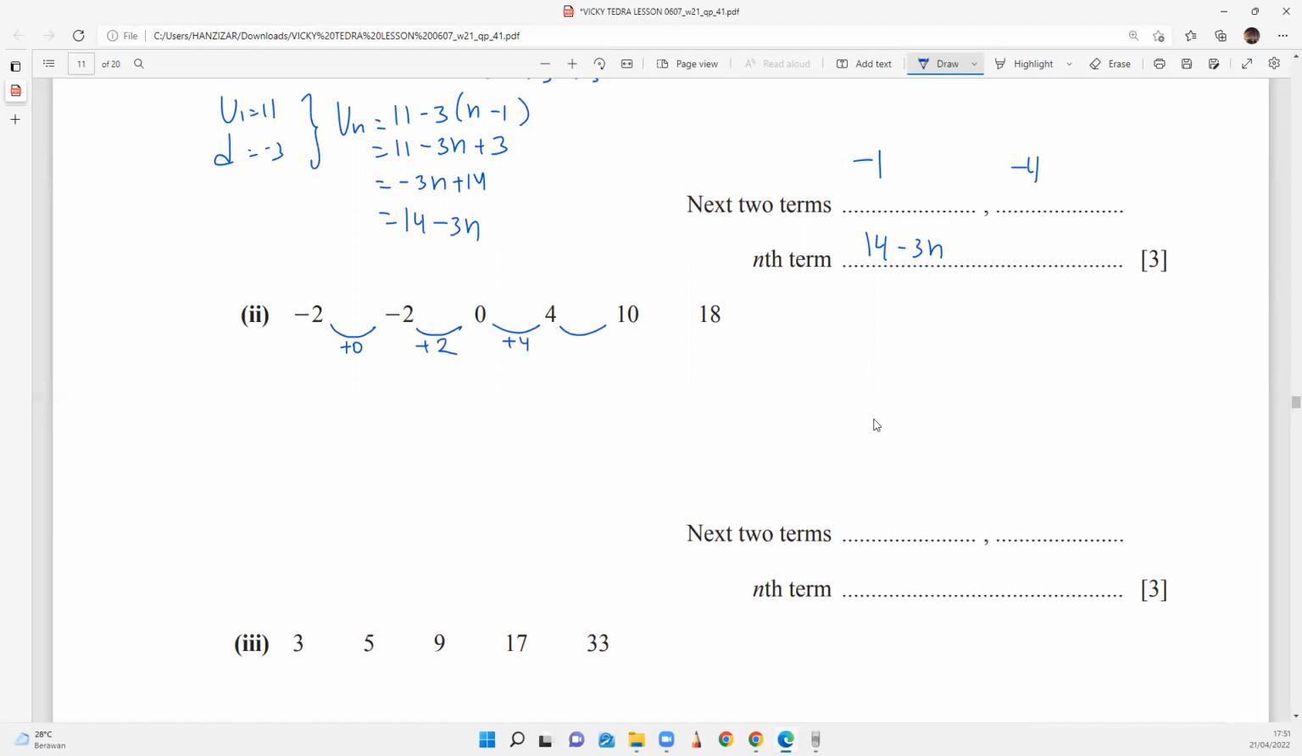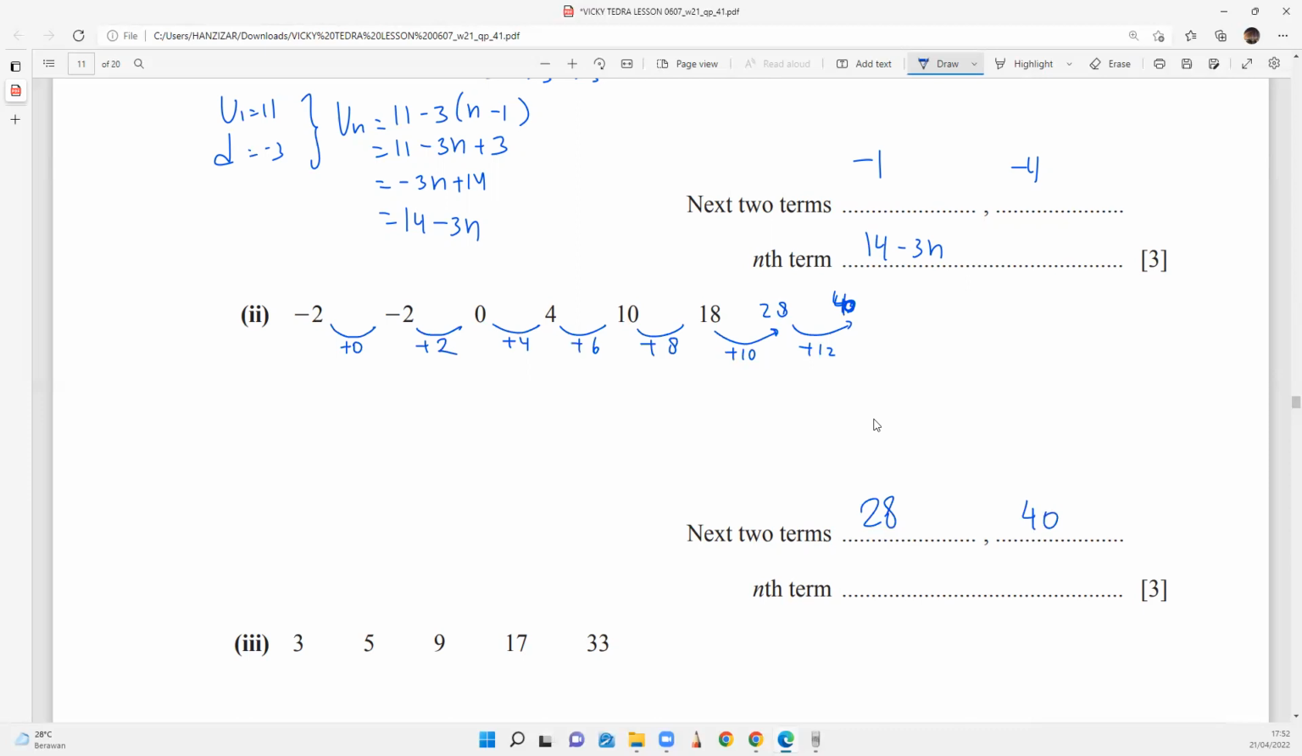Okay, this is the double arithmetic sequence, right? So the next two terms are very simple. Plus 10, 28, and then plus 12, 40. Okay.